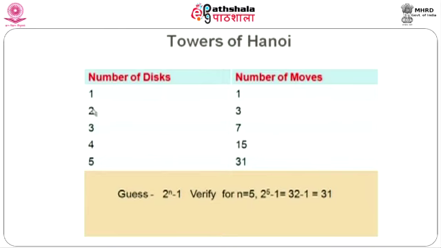And if the number of discs is 2, then the number of moves is going to be 3, and if the number of discs is 3, then the number of moves is going to be 7. For 4 discs, it is 15. When n equals 5, it becomes 31.